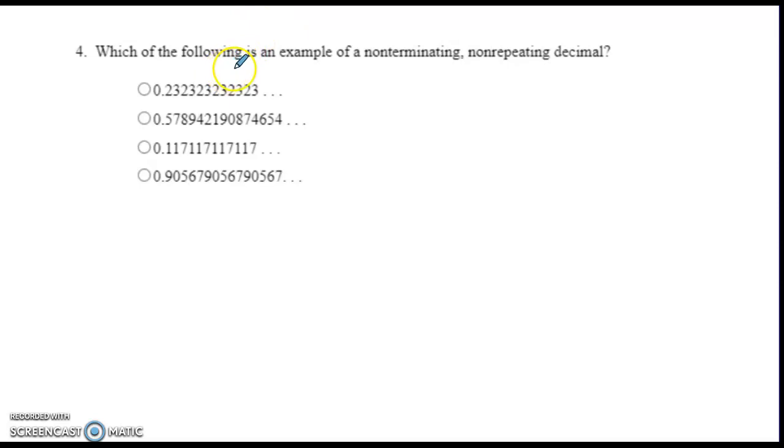Okay, which of the following is an example of a non-terminating? That means it never ends. To terminate something means to end it. So if it's non-terminating, that means it doesn't end. And then we want a non-repeating. Remember, repeating is where it says the same number over and over and over again. We don't want it to repeat. So we want one that doesn't repeat.